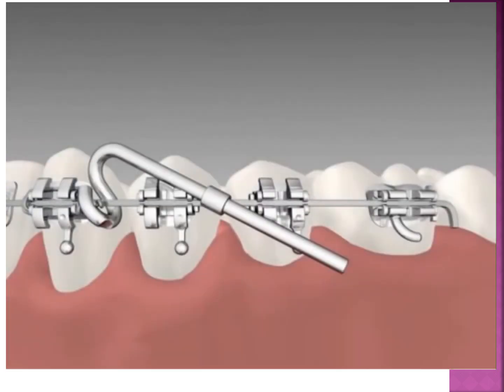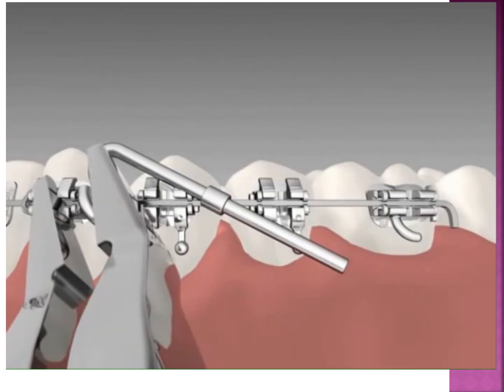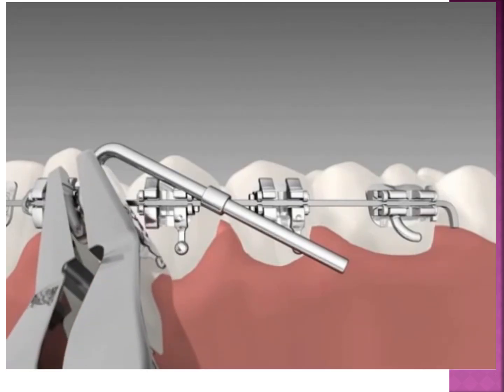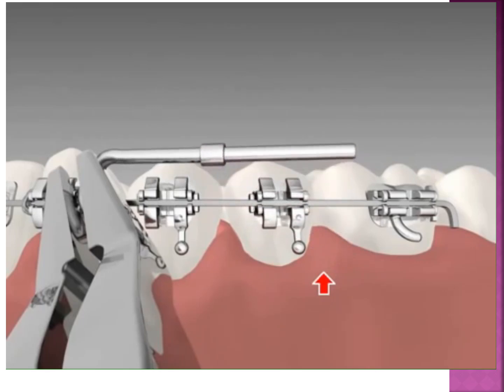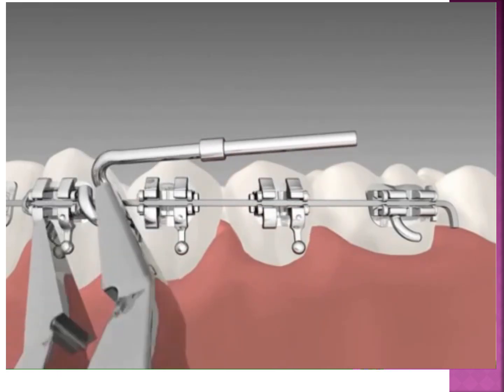Pushrod removal. Grasp the distal end of the pushrod with your fingers, holding the mesial loop in place with your Weingart plier. Bend the pushrod to open the mesial loop and remove it from the arch wire.